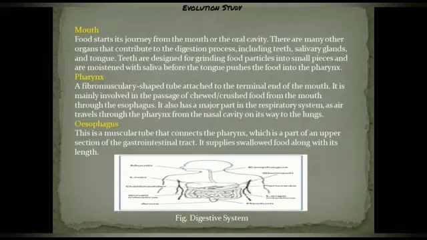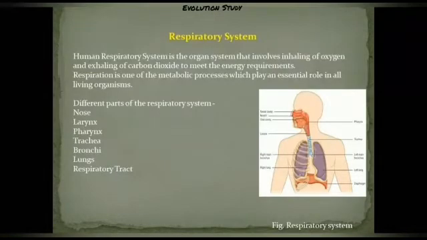Now, the respiratory system. The human respiratory system is the organ system that involves the inhaling of oxygen and exhaling of carbon dioxide to meet the energy requirements. Respiration is one of the metabolic processes which play an essential role in all living organisms. The different parts of the respiratory system are the nose, larynx, pharynx, trachea, bronchi, lungs and respiratory tract. A picture of the respiratory system is given here on the right-hand side. You can follow the different parts of the respiratory system and where they are located.